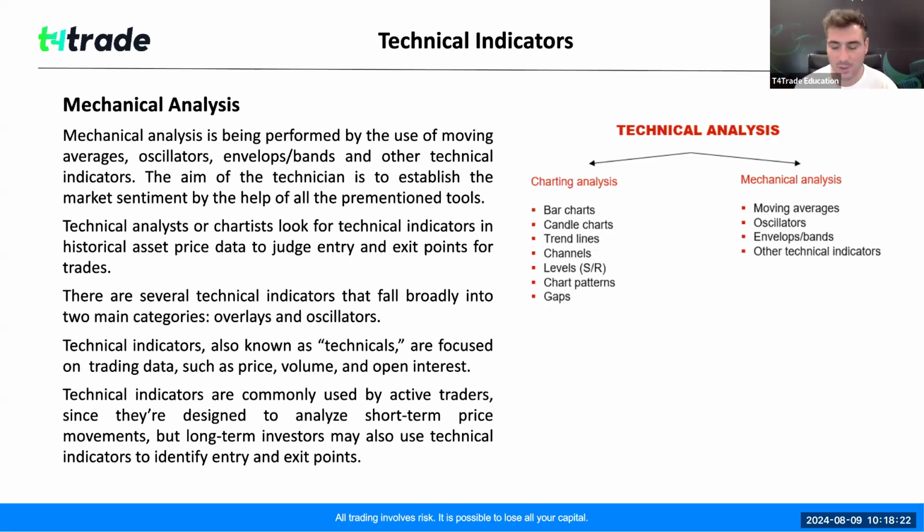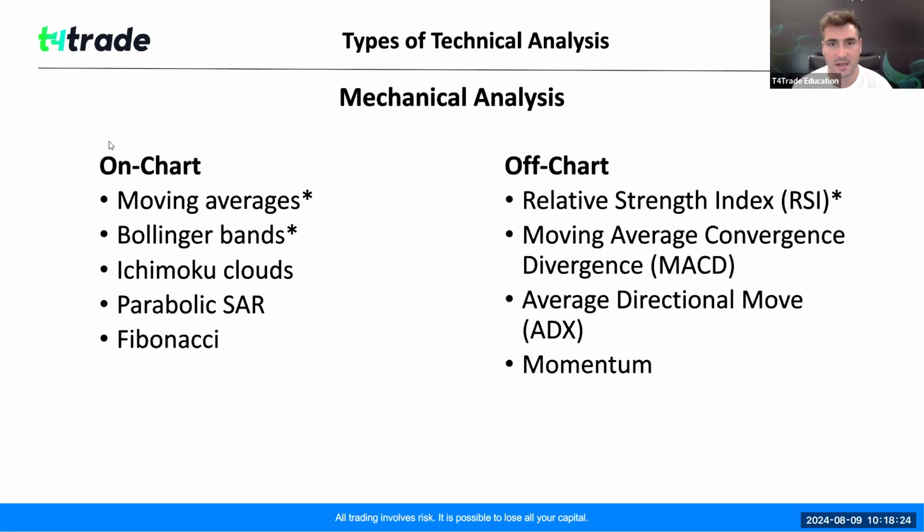Yeah, that's pretty much it. Moving on to the next slide. Again, we have types of technical analysis, and more specifically, we stay on the mechanical analysis aspect of things. We have on-chart indicators, which you may call overlays, and off-chart indicators, which we call oscillators. On the left-hand side, on the on-chart, we have moving averages and Bollinger Bands, two of the things that we're going to talk about today. But also we have Ichimoku cloud, parabolic SAR, Fibonacci retracement, expansion and extension tools, all that kind of lovely stuff.